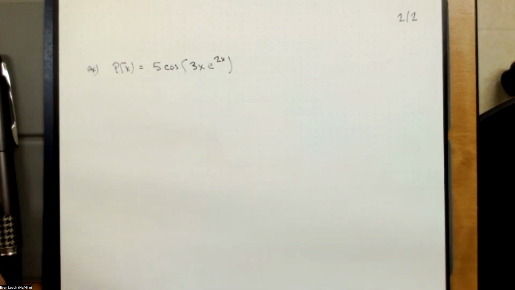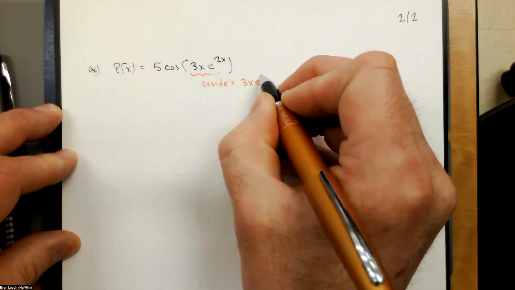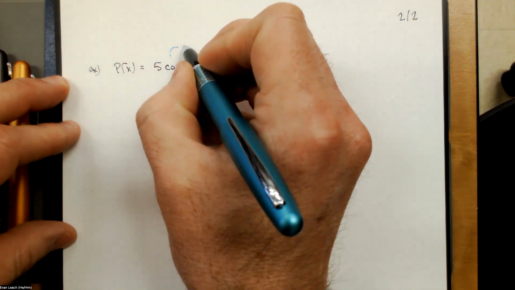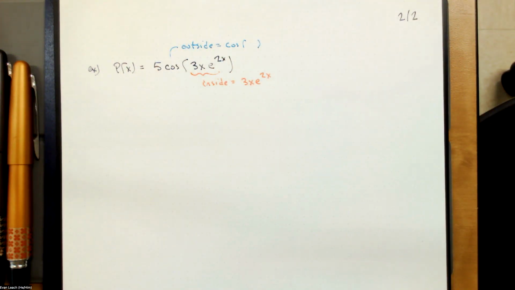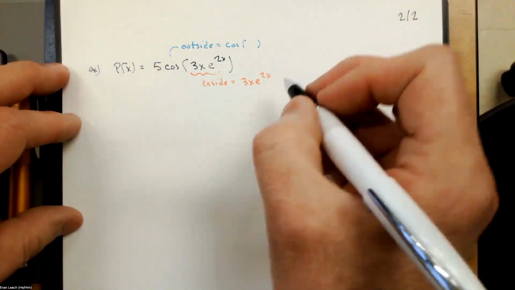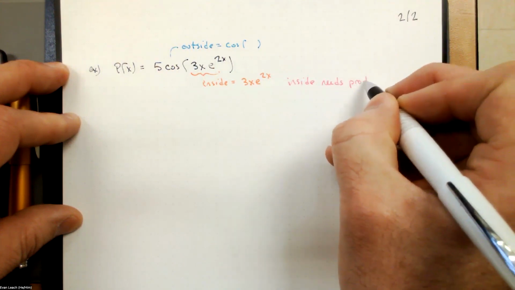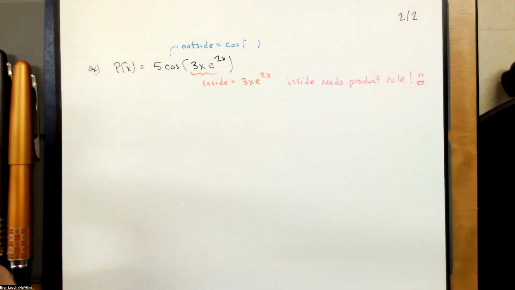So what we're seeing is that this inside is 3x e to the 2x. The inside has two instances of x in functions that are being multiplied together. So the inside is a product rule. The outside is just cosine. Outside is a cosine. The inside is going to need the product rule. So here we are, super stoked that we get to combine our rules together. Wow.